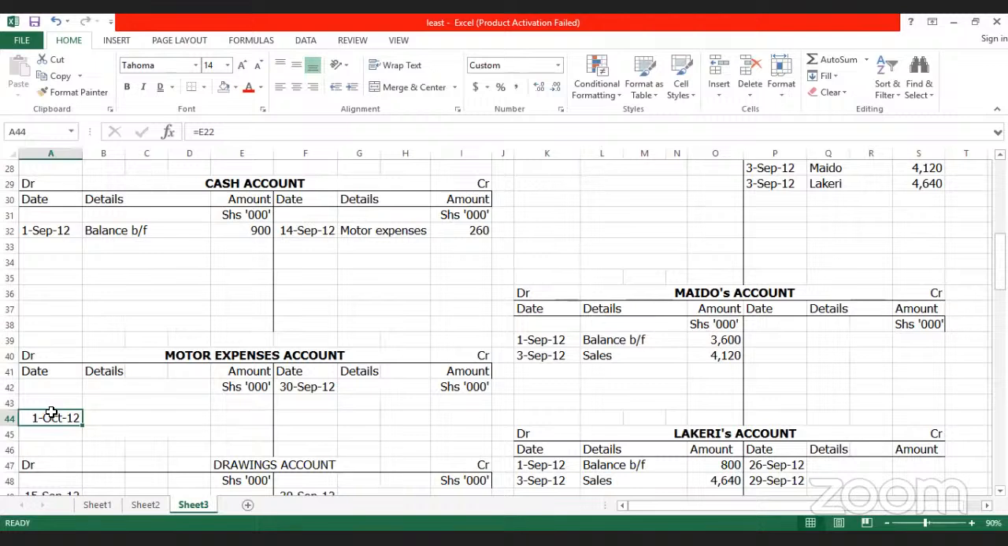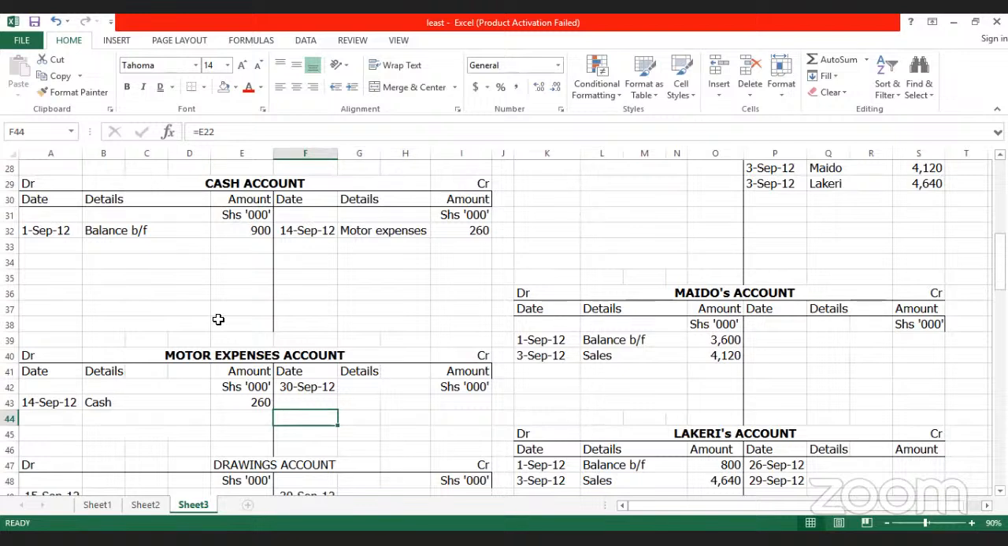Of course, we have to complete double entry. That is on 14th September 2012. Every transaction is recorded twice in the books. So now motor expenses, put cash, then 260. When you pay for expenses using cash, your cash account will be credited and the expense account will be debited. That is cash and the motor expenses account.